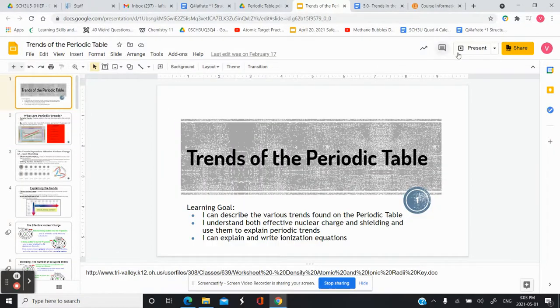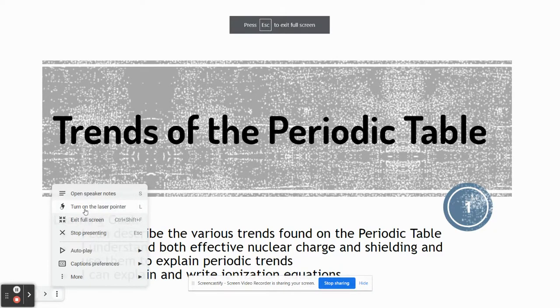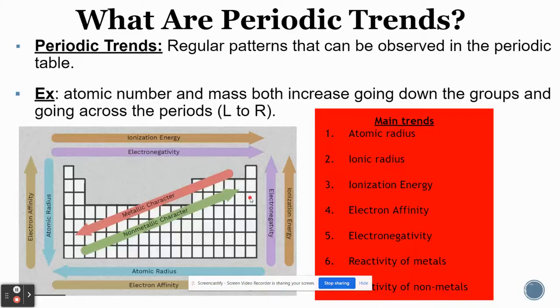In this video, we're going to take a look at periodic trends. So here you can see our learning goals, which are to describe the various trends on the periodic table, to be able to explain the trends using the concepts of effective nuclear charge and shielding, and then also to be able to explain and write ionization equations for various elements.